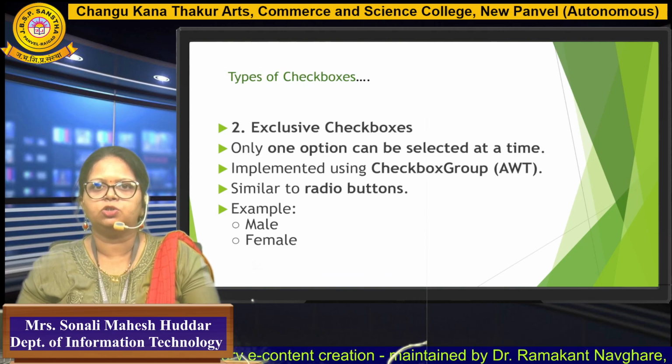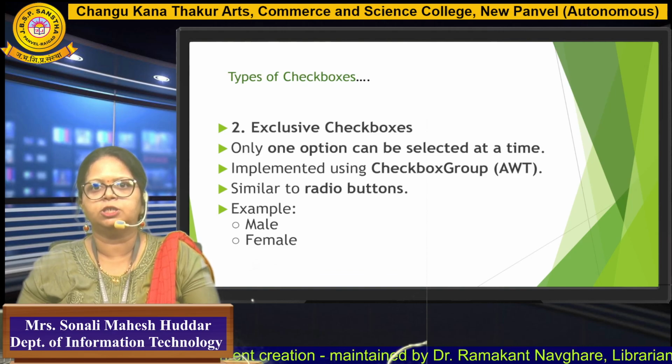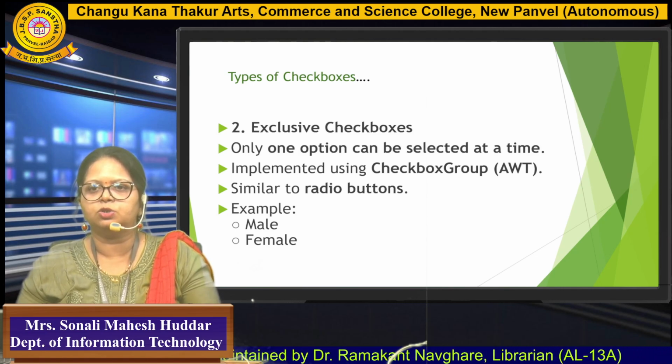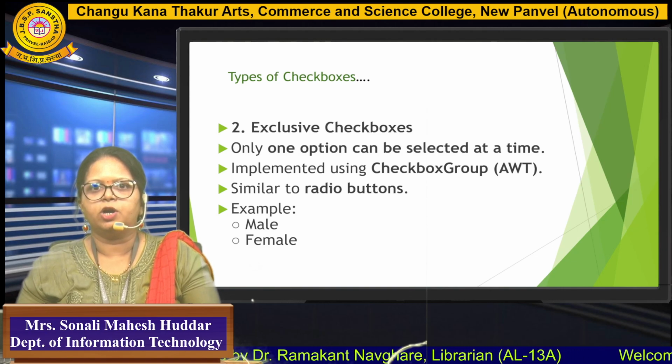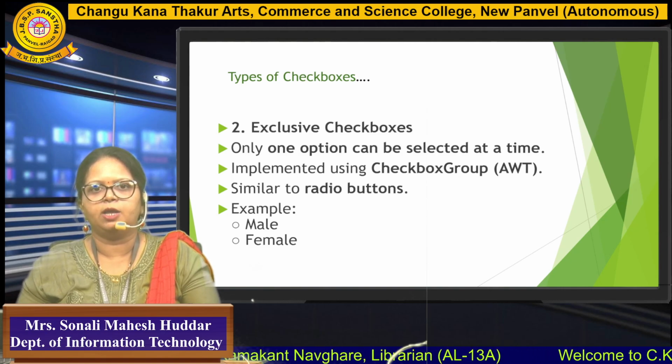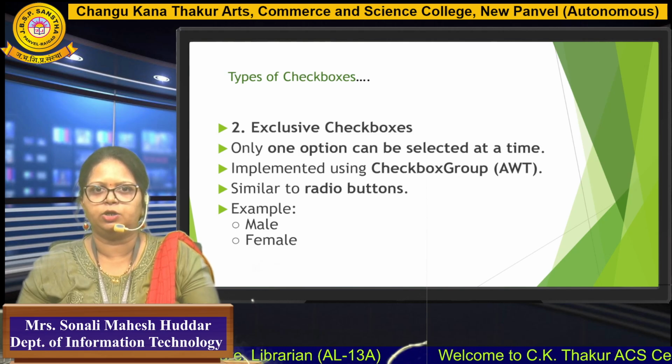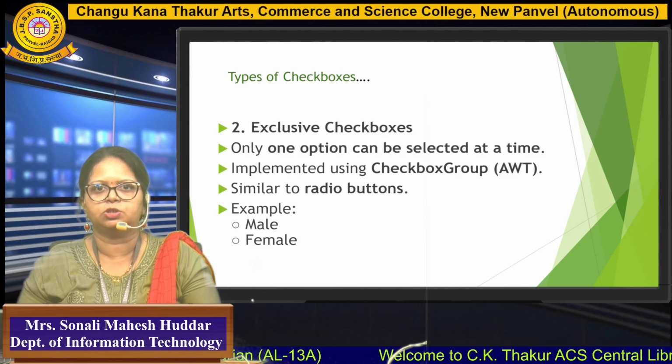Second type, exclusive checkboxes. Only one option can be selected at a time, implemented using CheckboxGroup. Similar to radio buttons. For example, here, male and female. So only one option is going to be selected in exclusive checkboxes.